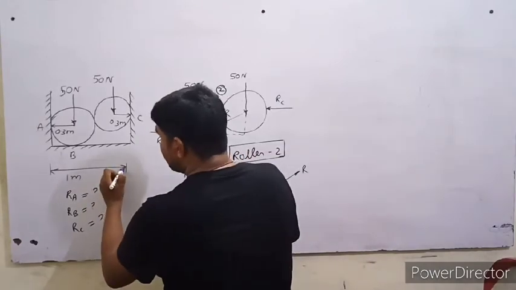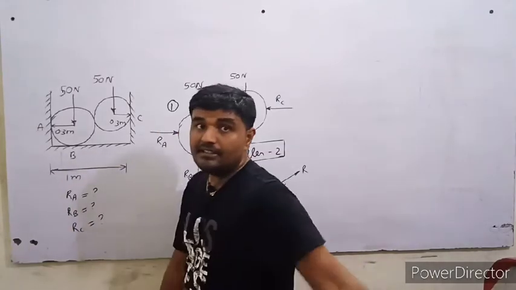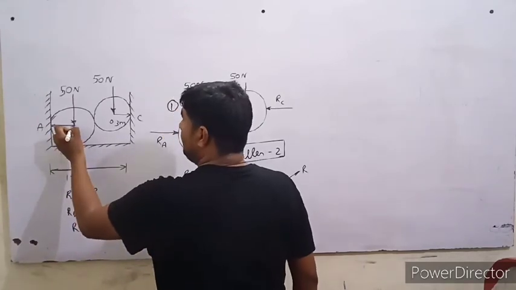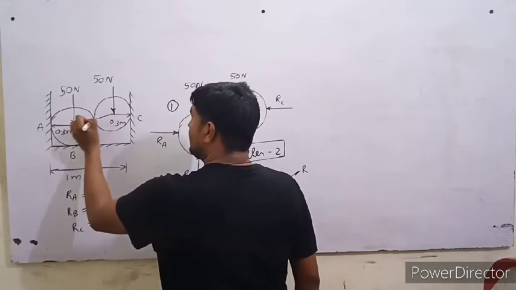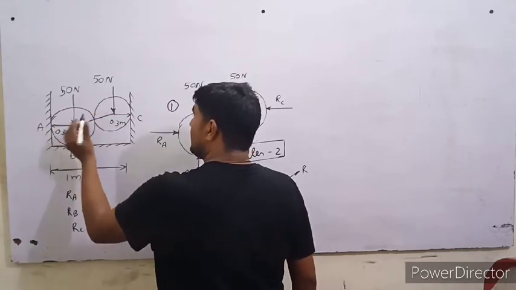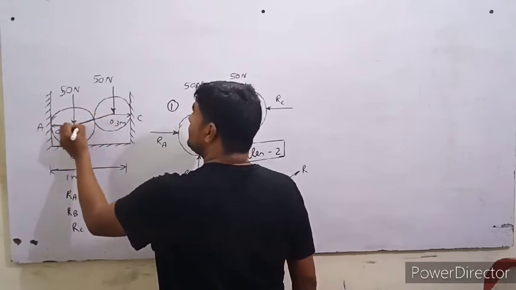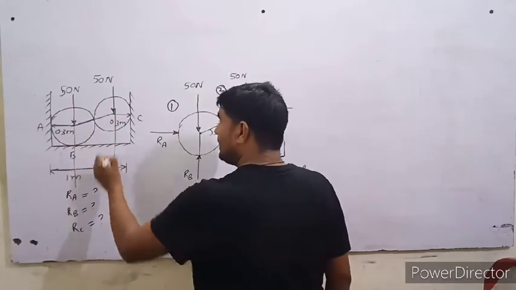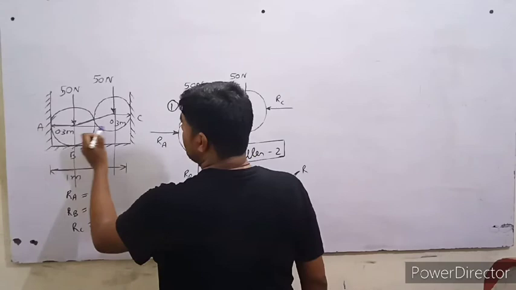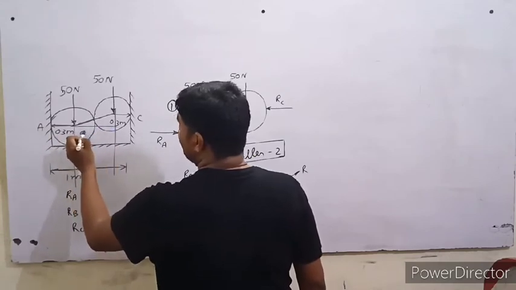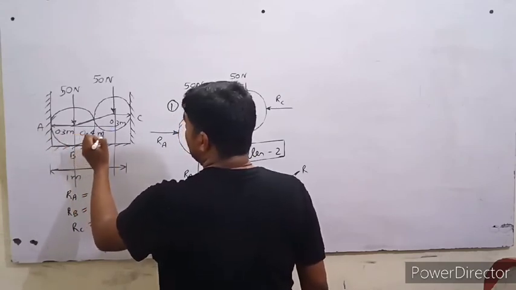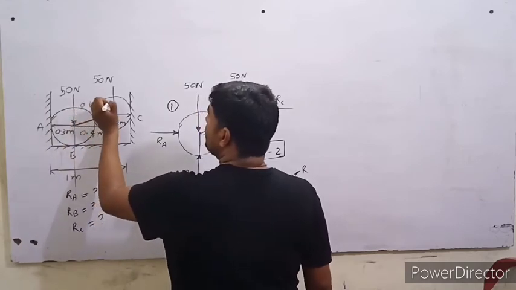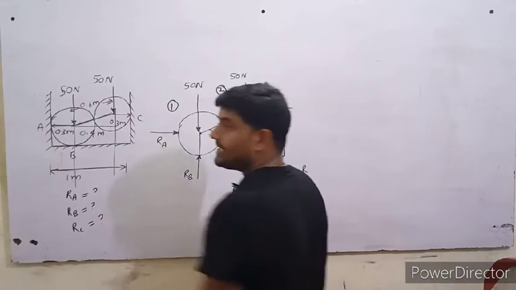What is this total distance? 1 meter. What is the radius of each roller? 0.3, 0.3. If this is radius, this will also be radius, this will also be radius. If I remove 0.3 meter from there, 0.3 meter from there, so this distance will come out to be 0.4 meter. This is radius, this is radius. So this distance will be equal to 0.6 meter.